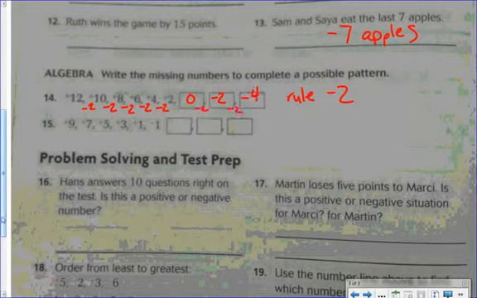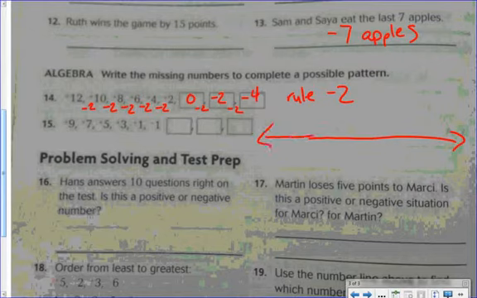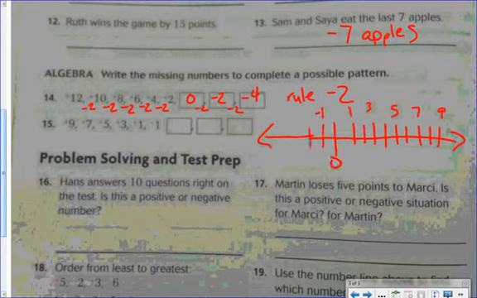Don't get confused. Even though it's not on a number line, doesn't mean that you're going the opposite way. So if it helps you to write a number line, do that. For the next one, we have 9, 7, 5, 4, 3, 2, 1, and 0, negative 1, negative 2, negative 3, and so on and so forth, negative 4. That'll help you.